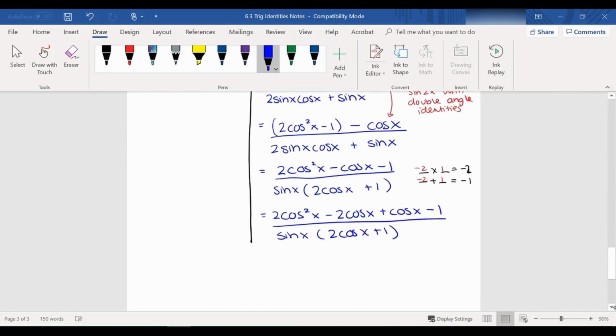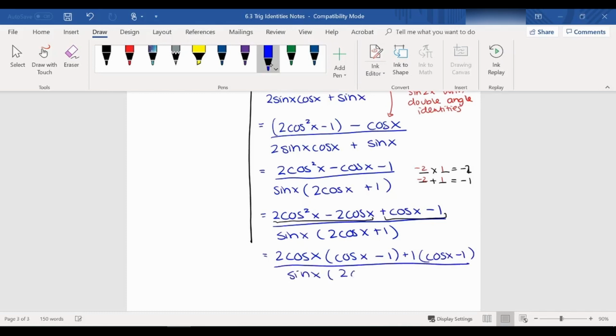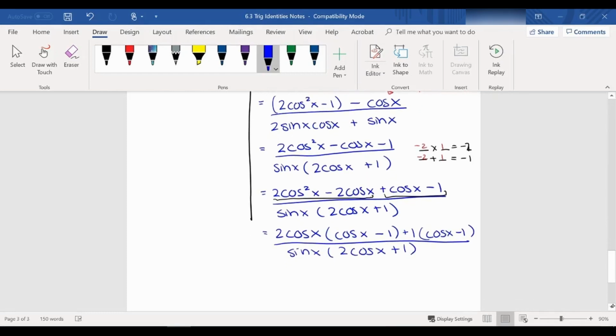Then my first two terms, I'm going to join together and find a common factor. My common factor in my first two terms would be 2 cosine x, and I'd be left with a cosine x minus 1. My second two terms, my common factor is 1, and I'm left with a cosine x minus 1. On the bottom, I still have all the same stuff. I haven't done anything new. So you'll notice most of this is just trying to factor the top here.